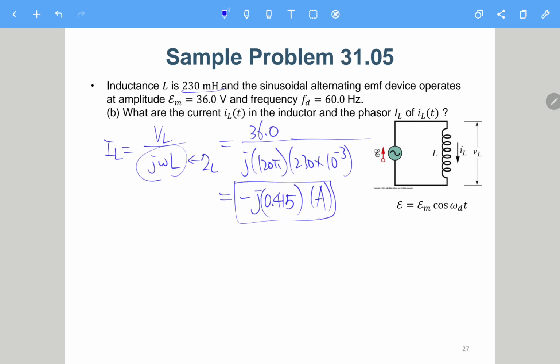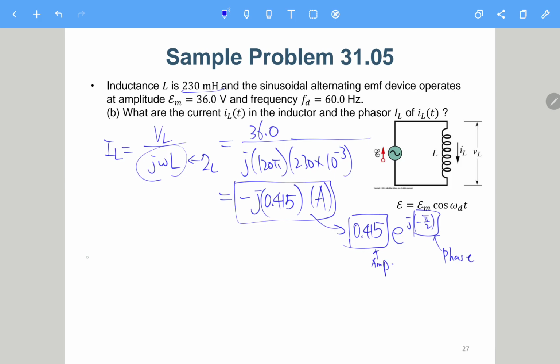If you change it to polar form, it will become 0.415. This is the amplitude, which must be a non-negative number. Then it changes to exponential of negative j pi over 2, or you can write it as e to the j negative pi over 2. This part is the phase, and this is the amplitude.